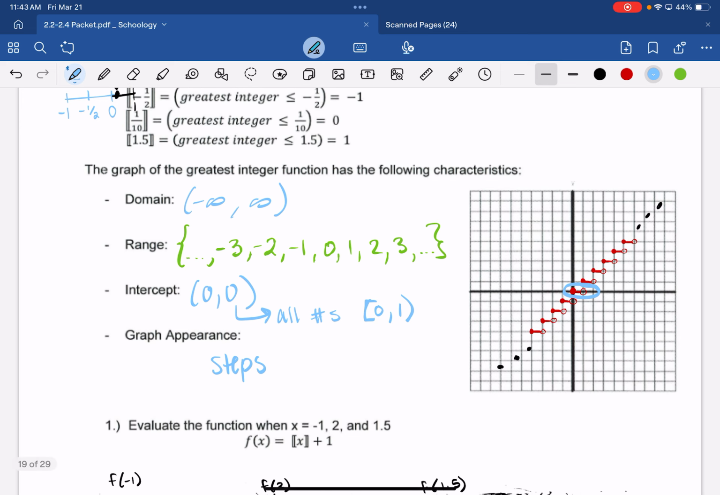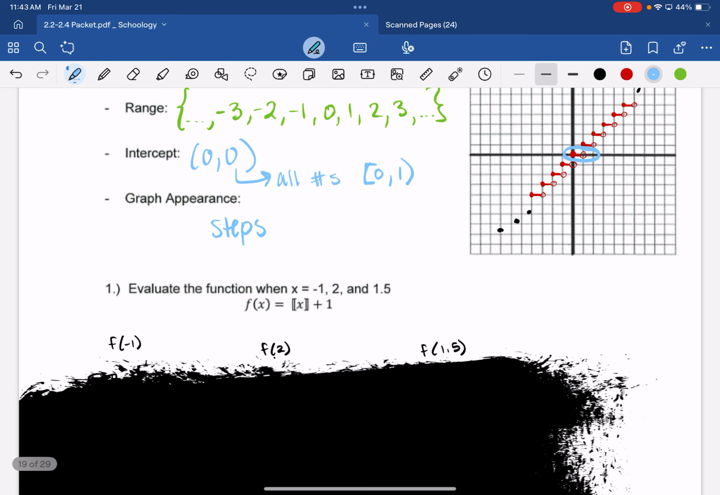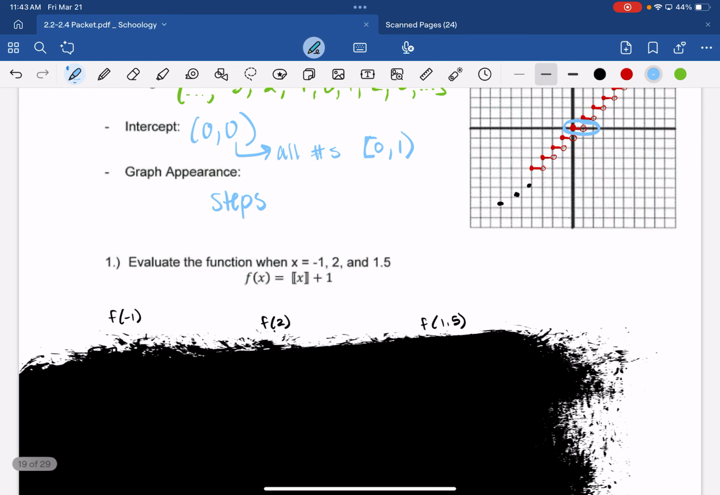All right, so now this last part, this solving piece, this is the piece that you probably should know. I want to see what you can do first. So we're going to test each of these numbers using this function. So here it is. So you're going to plug in your -1 into our funky greatest integer notation, okay, for each of these. So you're doing it 3 times.